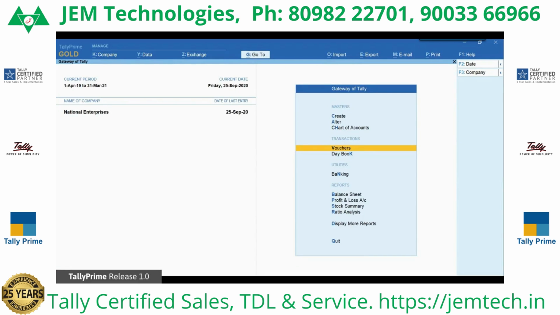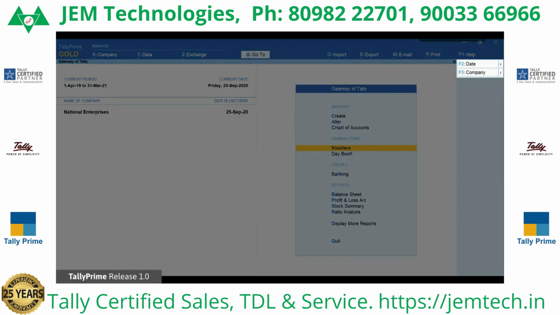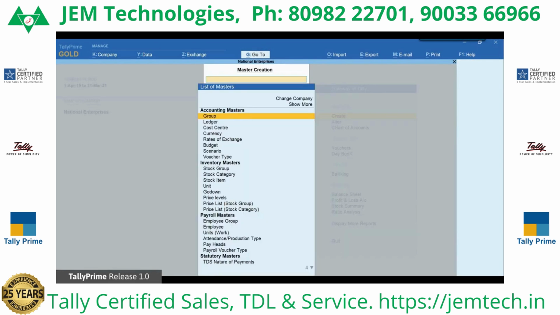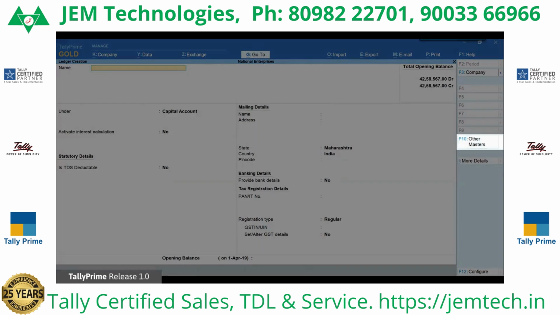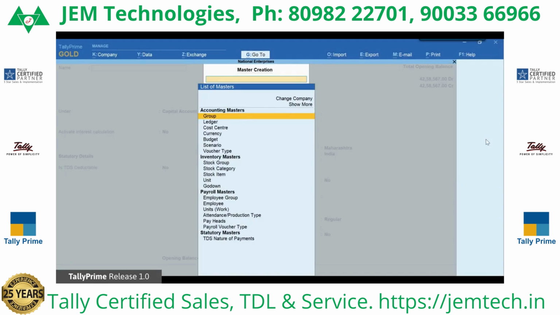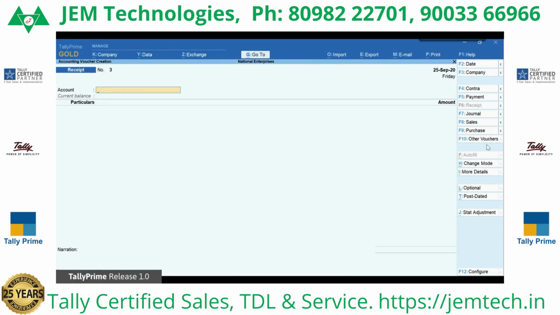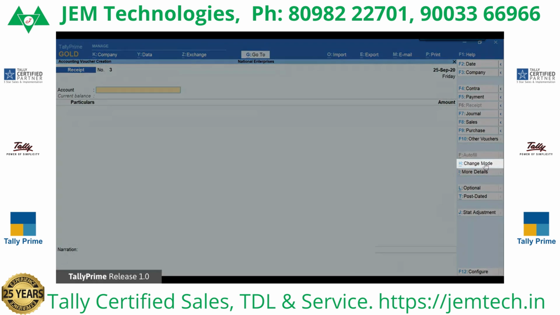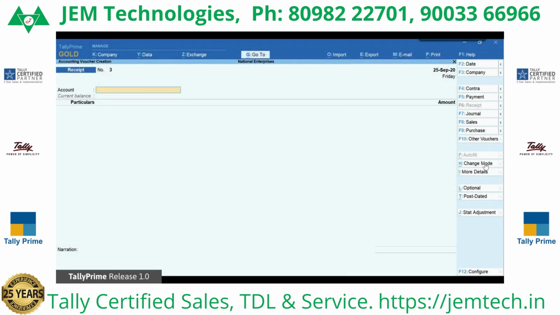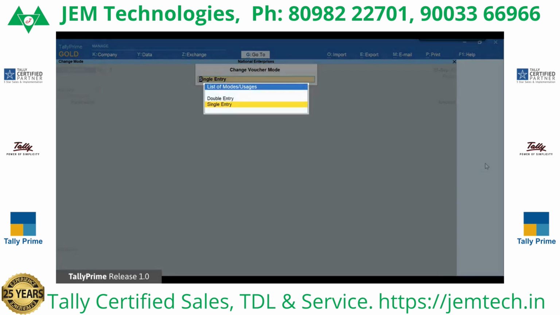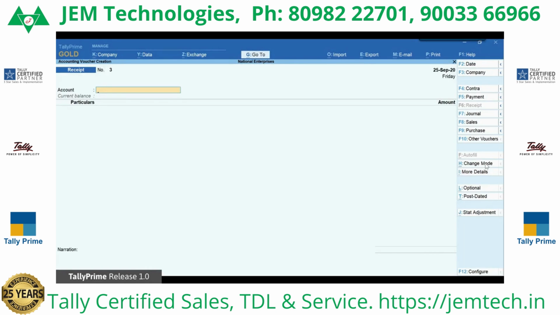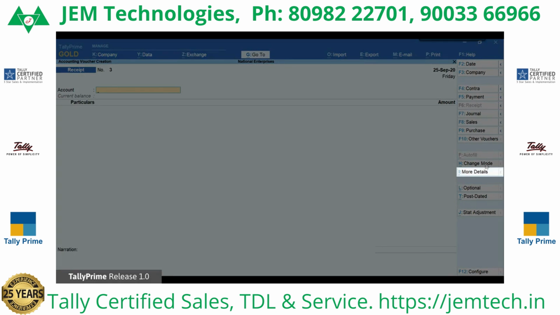The buttons to change the date and company appear on the right button bar. While creating masters, you will get the button to jump to other masters. Similarly, in voucher creations, you get the buttons for different voucher types. Here, you also get the Change Button mode that allows you to toggle between different modes of creation for a voucher type.